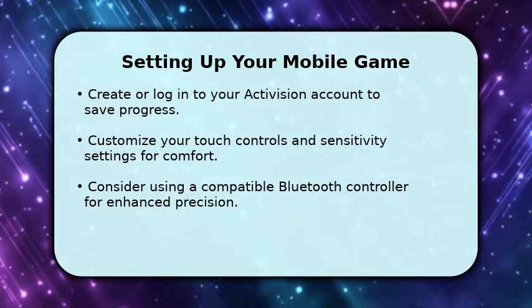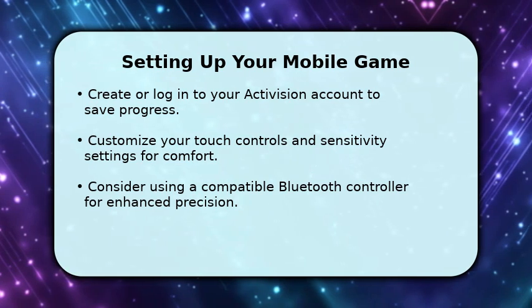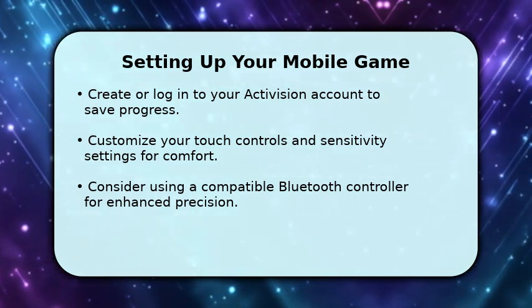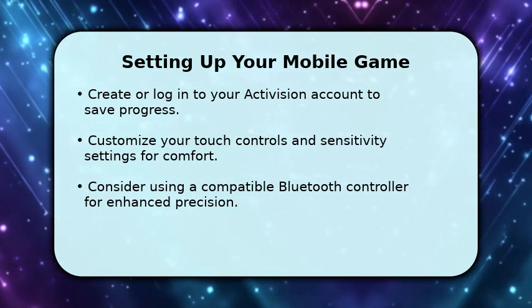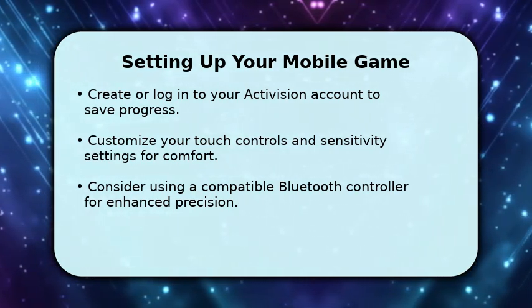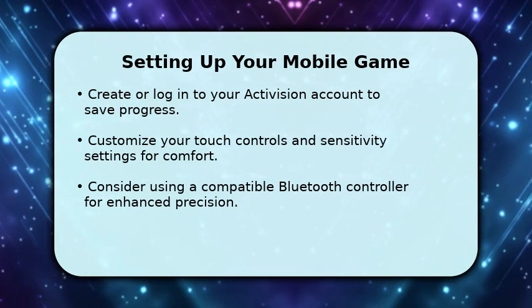Next, dive into the settings menu to customize your touch controls. Adjust button layouts, sensitivity, and aim assist to match your playstyle. For a more traditional console feel and improved accuracy, you might also consider connecting a compatible Bluetooth controller to your mobile device.